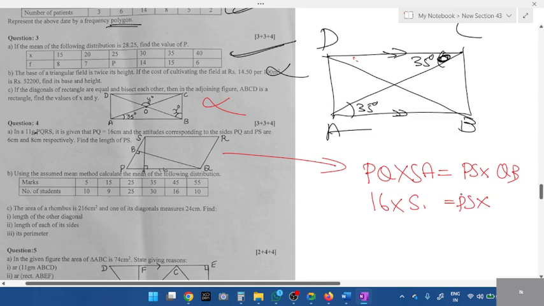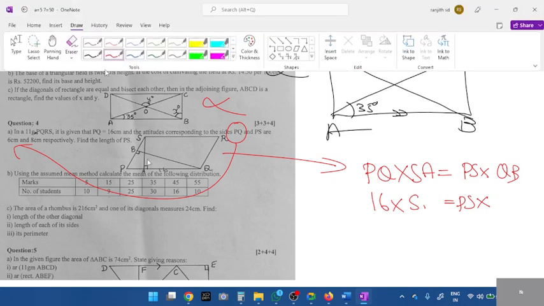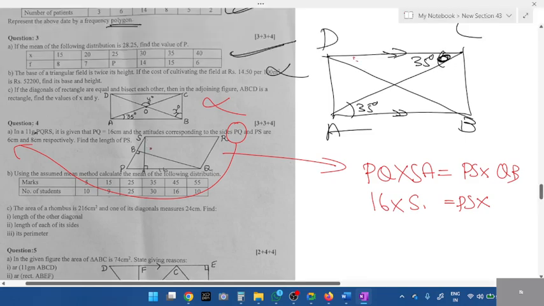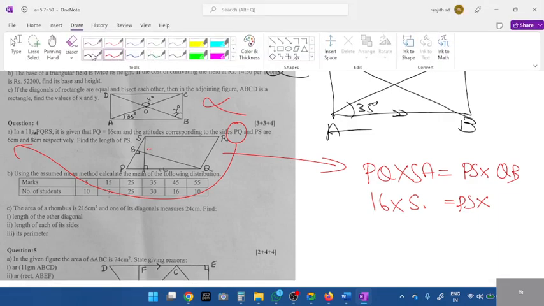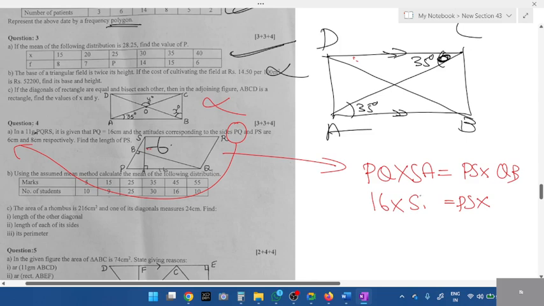In a parallelogram in the given figure, PQ is 16 and the altitudes corresponding to the sides PQ and PS are, okay, they have given, students. What is the altitude corresponding to PQ? What is the altitude of PQ, students? Which line is touching PQ? SA. That is 6 centimeter. How much is SA? 6 centimeter. All of you will take SA as 6 centimeter. Next, PS value we need to find.